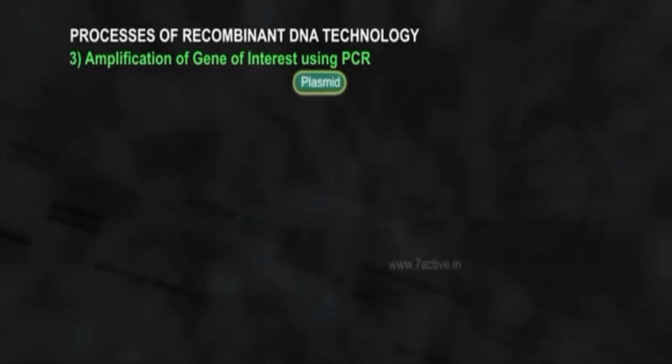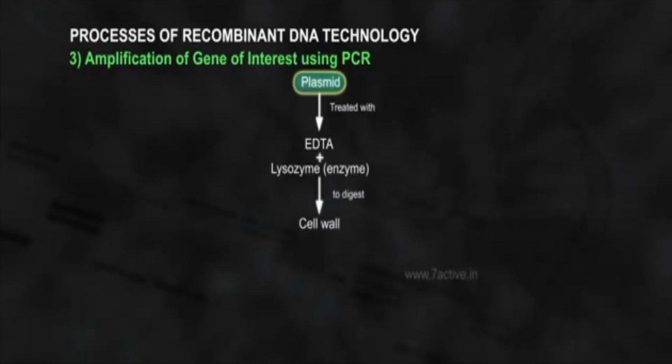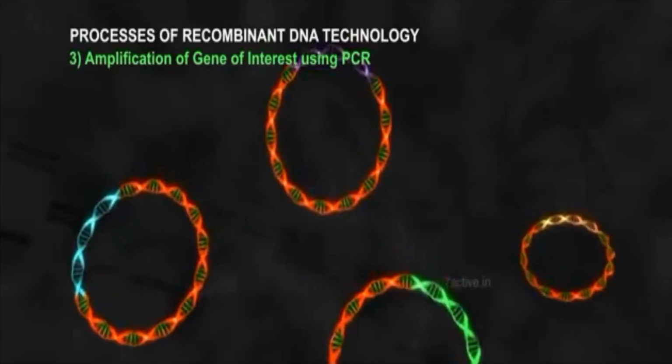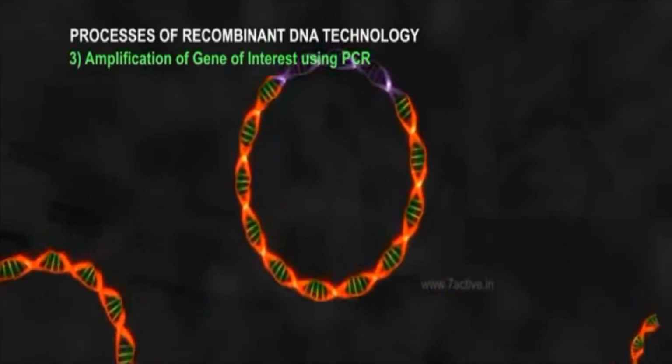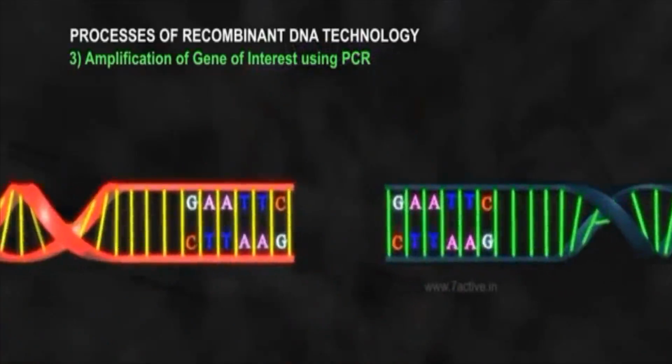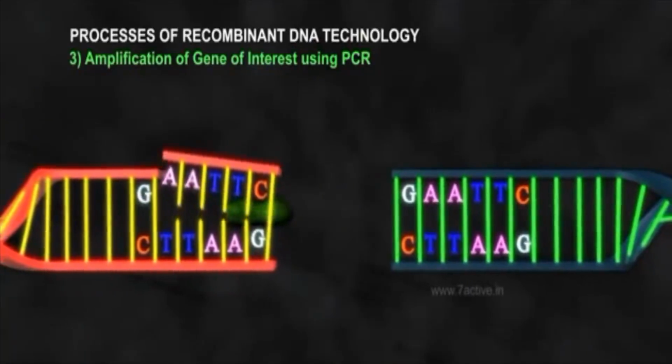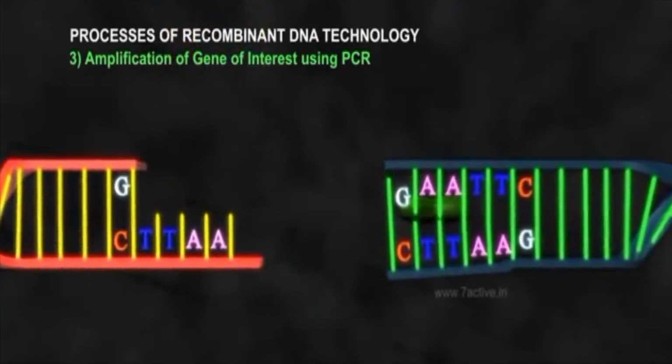The bacterial cell is treated with EDTA, ethylenediaminetetraacetic acid, along with lysozyme enzyme to digest the cell wall. Then the bacterial cell is subjected to centrifugation in sodium lauryl sulfate solution to separate the plasmid. The isolated plasmid DNA is cut with the same restriction endonuclease enzyme. The enzymatic cleavage cuts the circular plasmid into a linear molecule having sticky ends.